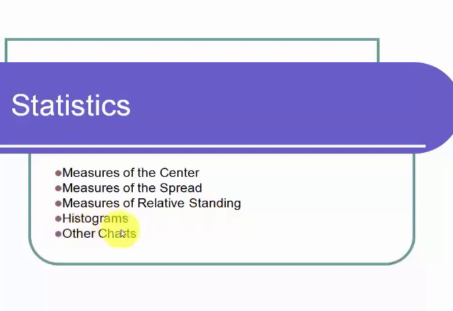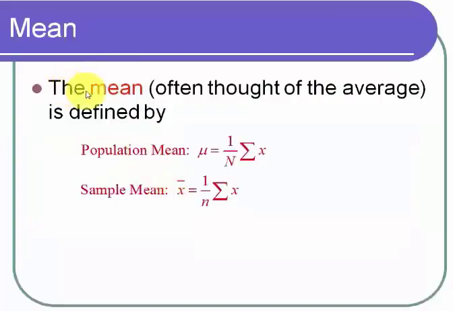Then I'll look at histograms. Then we'll look at other charts, such as stem and leaf plot, or box and whiskers plot, Pareto diagrams, and a bunch of other charts. So let's go right to measures of the center. I'm going to start out with the big one, and that's the mean.